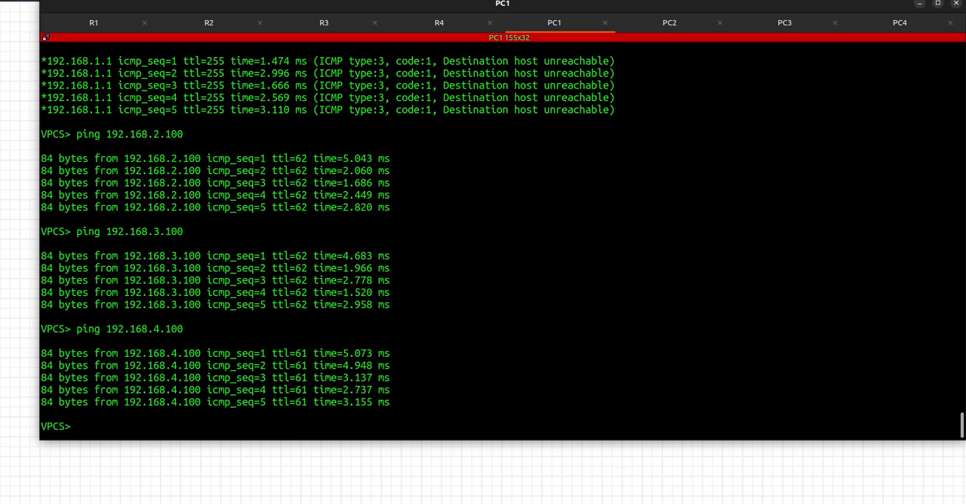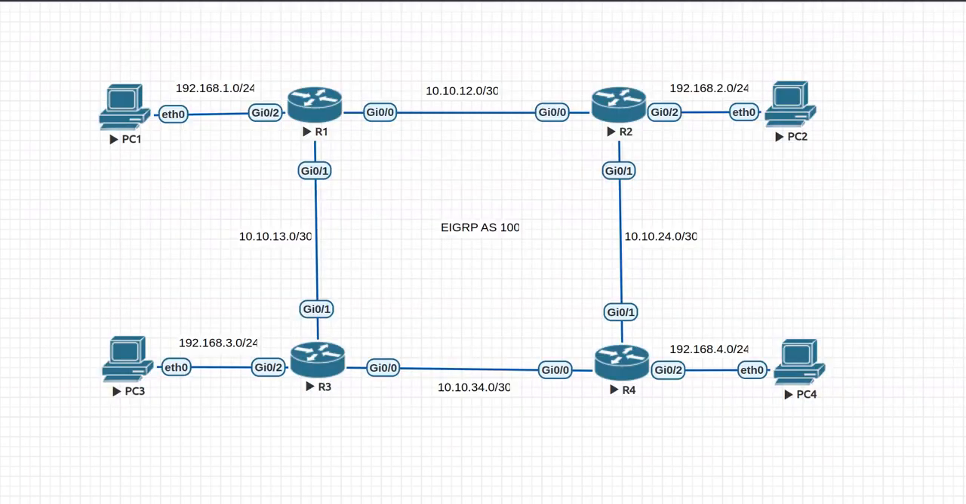So now we have full reachability between the local subnets connected to each router.